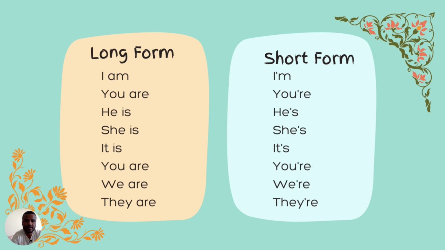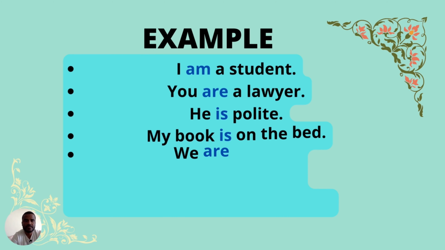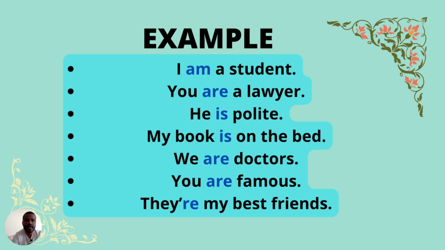We have some examples concerning how we are going to make sentences in affirmative form with the verb to be. يعني كيفاش يمكن لنا ندير واحد الجمل affirmative form with the verb to be. For example, here we have: I am a student. I am a student. Okay, you are a lawyer. You are a lawyer. يعني أنت محامي. Okay, you are a lawyer.